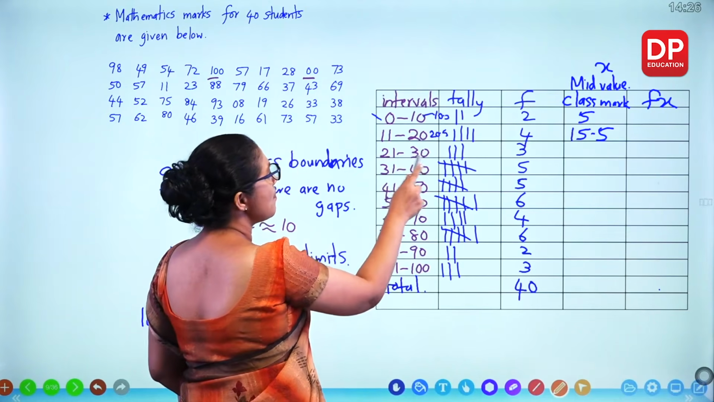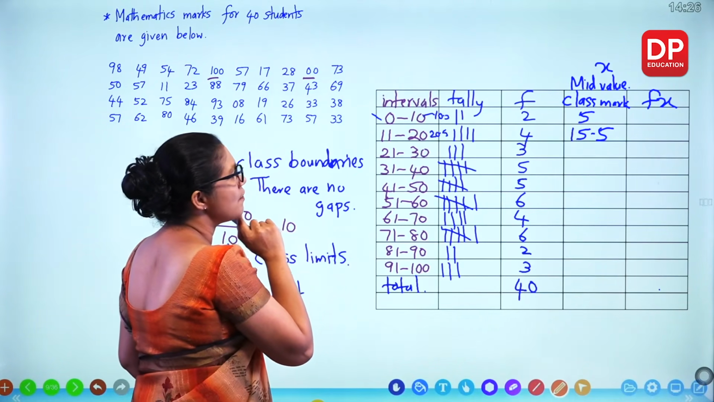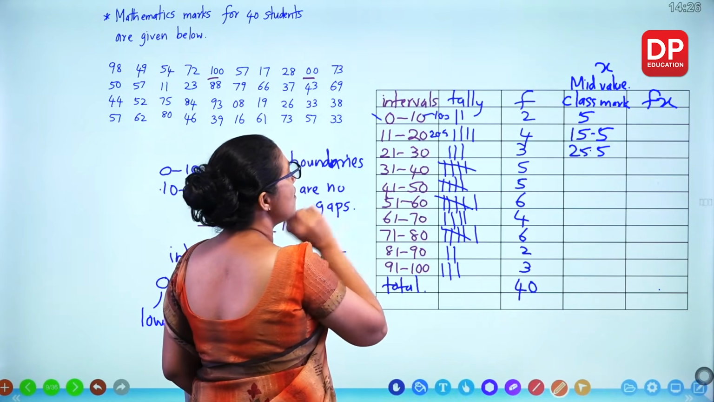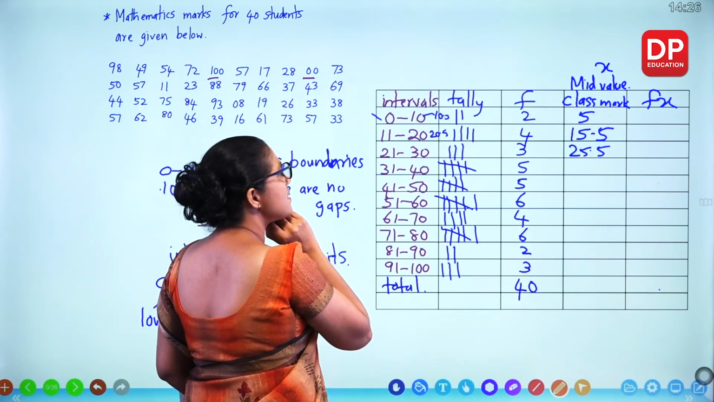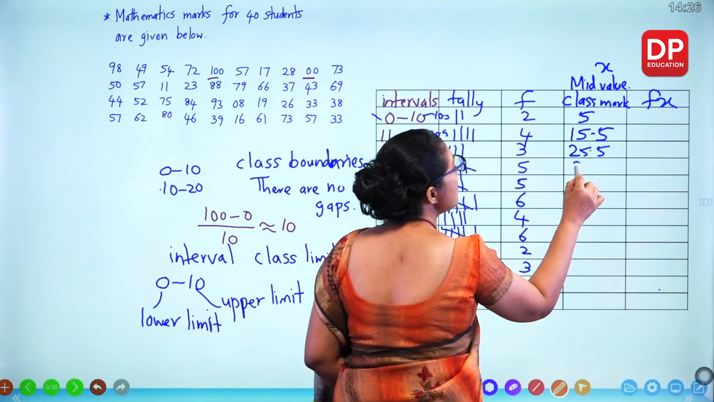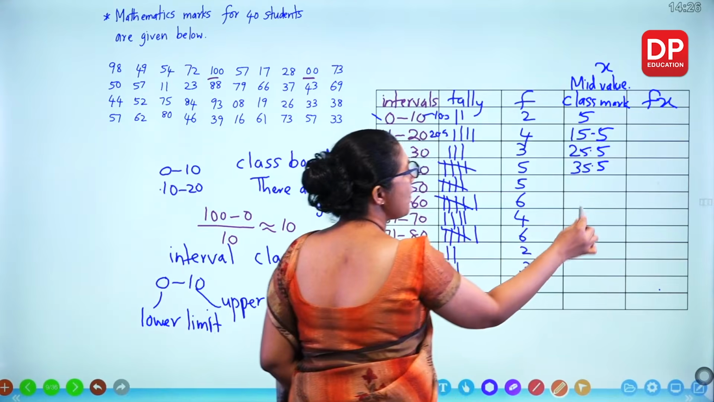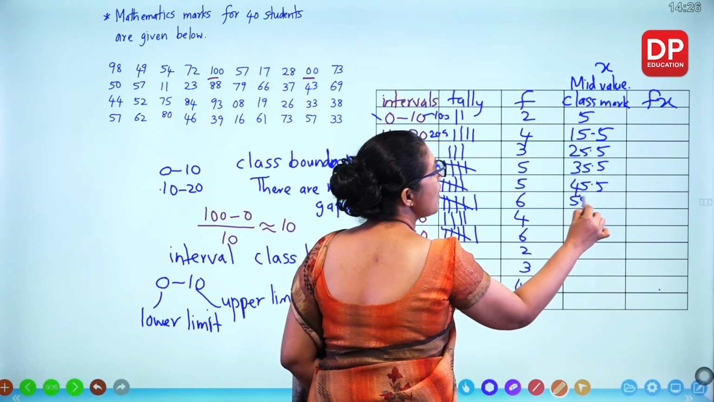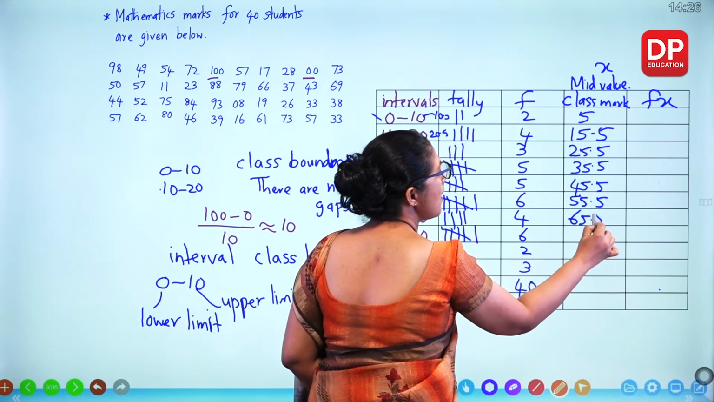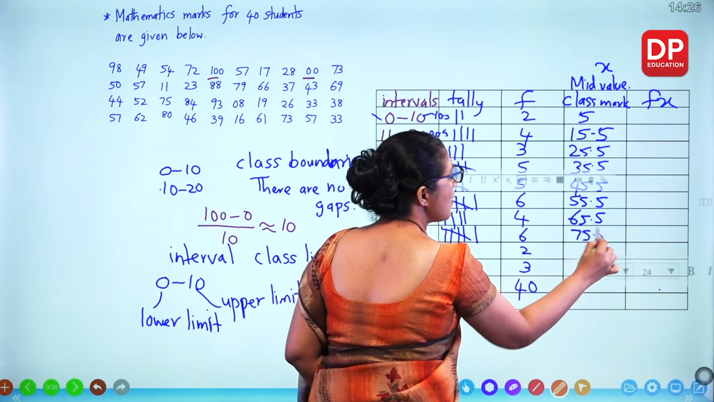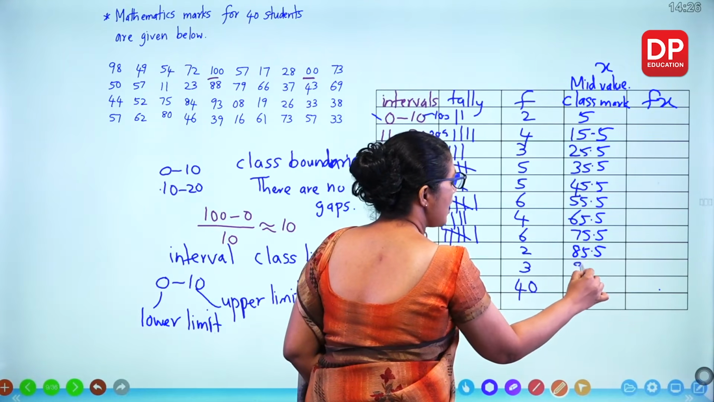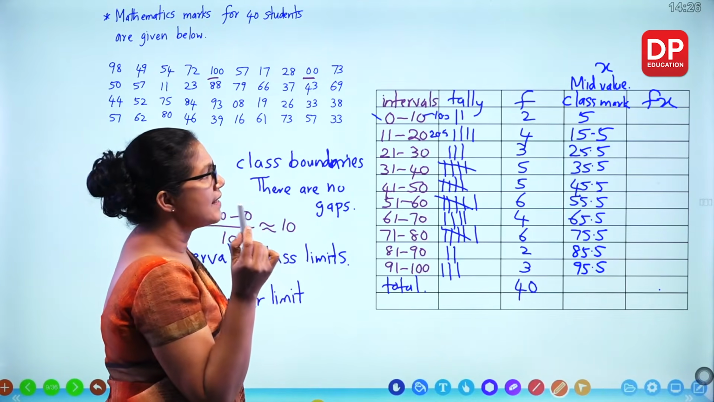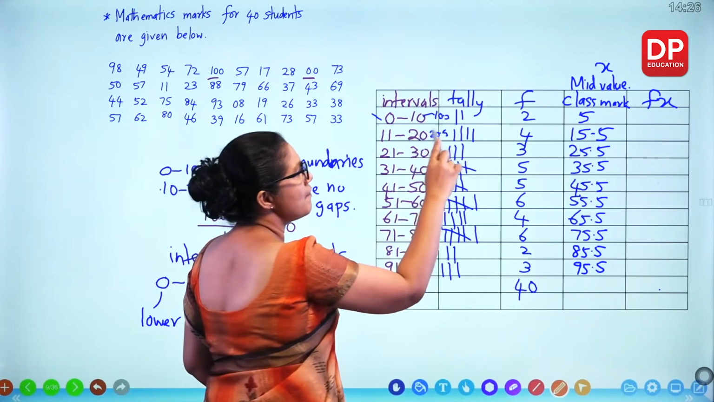So 21 plus 30, 51. 51 divided by 2 is 25.5. Here 40 plus 31, 71, 35.5. So here can you see a pattern? You get 45.5, 55.5, 65.5, 75.5, 85.5, 95.5. Those are the class marks, and then multiply f into x.